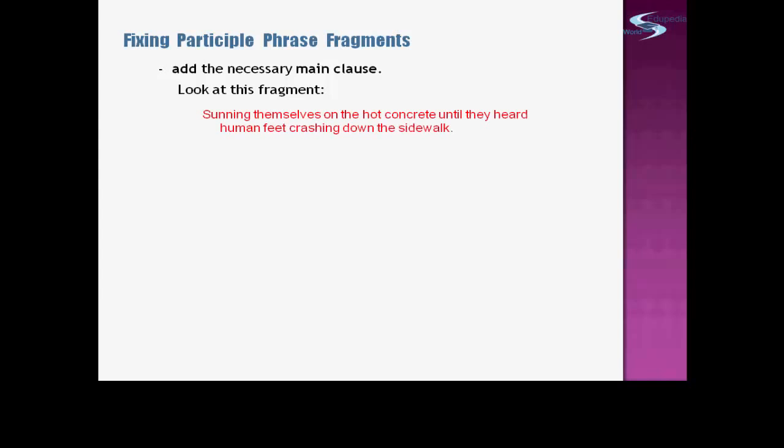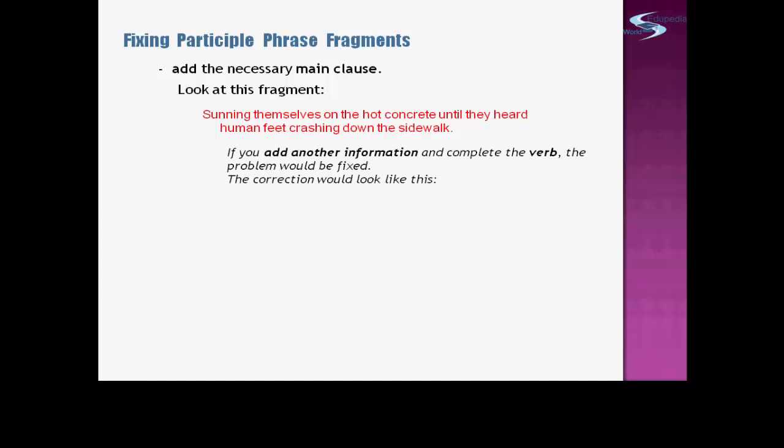Fixing participle phrase fragments. One way to fix a participle phrase fragment is to add the necessary main clause. Our example a while ago was sunning themselves on the hot concrete until they heard human feet crossing down the sidewalk. Remember, there is the word sunning. It ends with ing. So, if you add another word and complete the verb, the problem would be fixed.